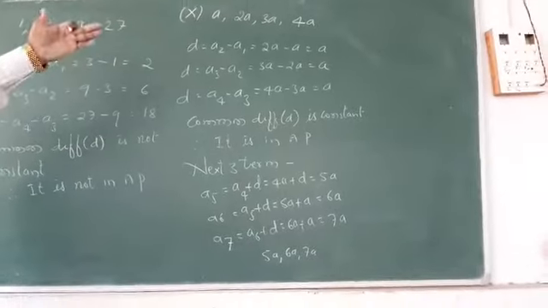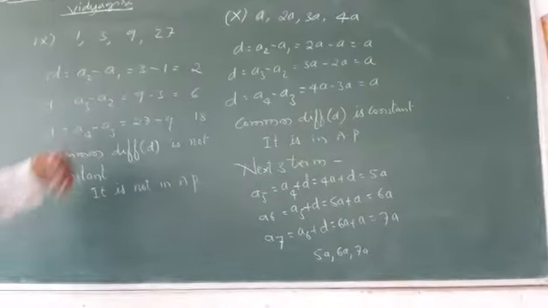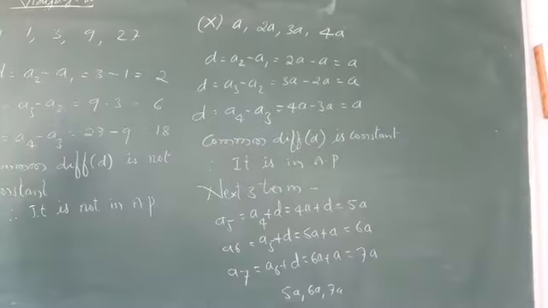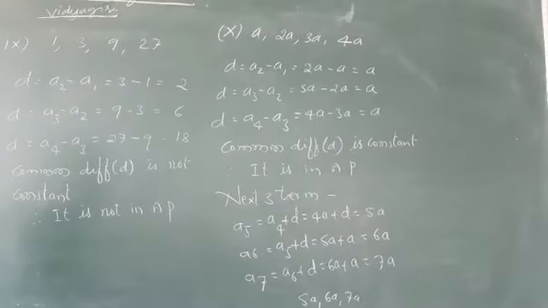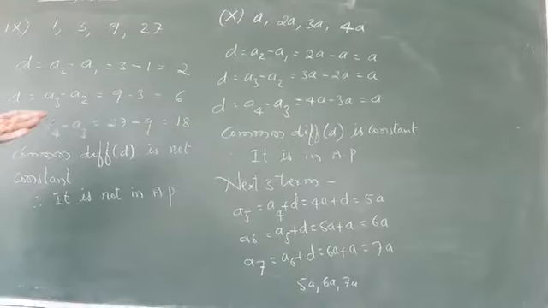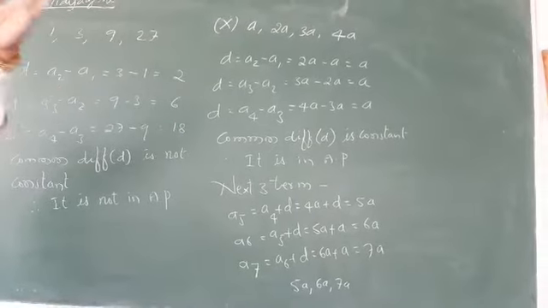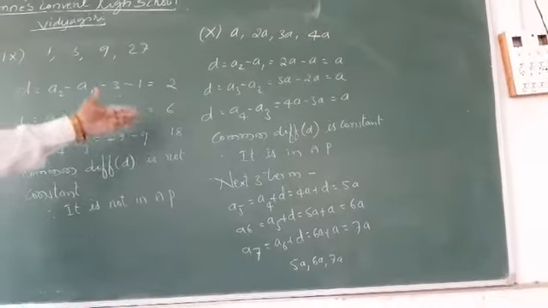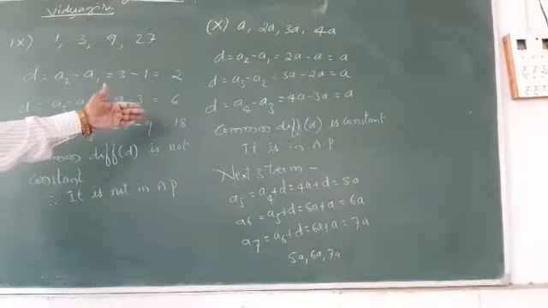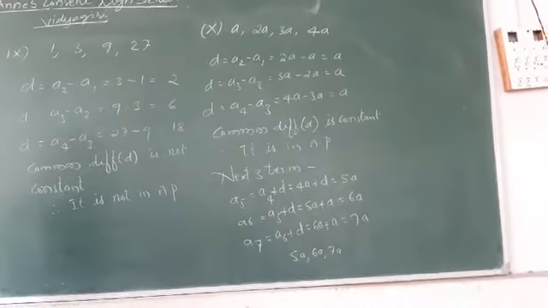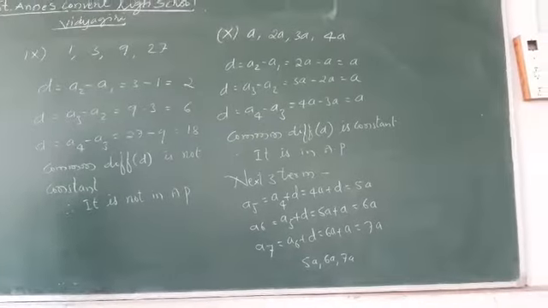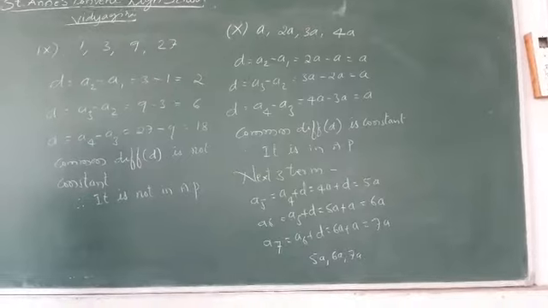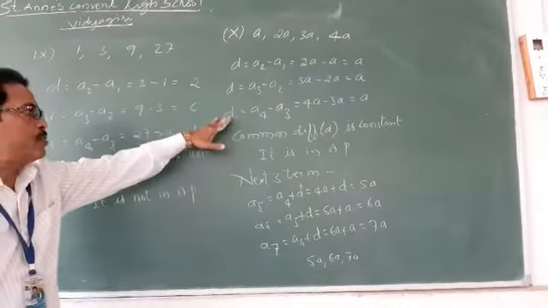Orally you can solve that one, a, 2a, 3a, because the common difference is very simple, that is a. We have to add a to all the next consecutive terms. If you add a, you will get the consecutive terms. So this one is the 10th problem. Write down neatly. I hope you have understood.